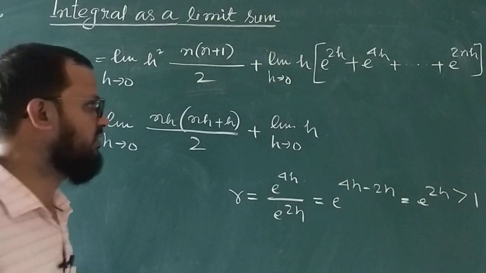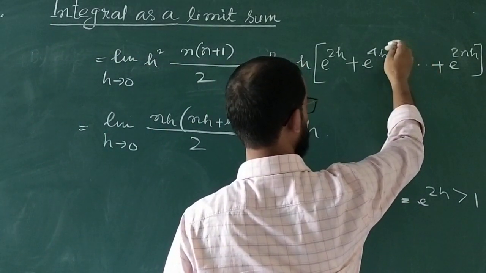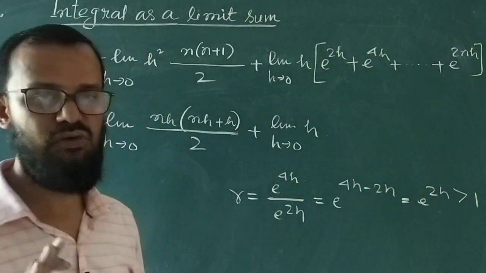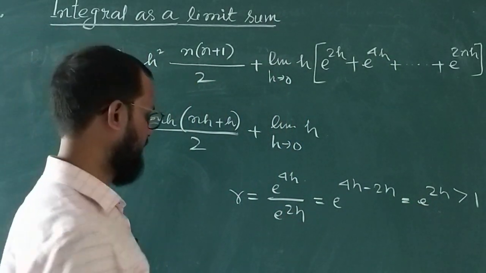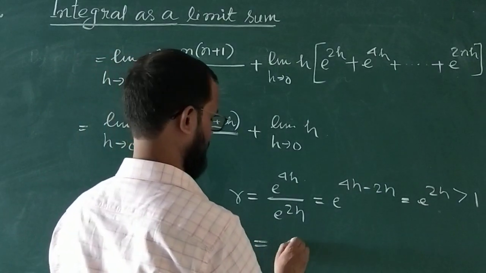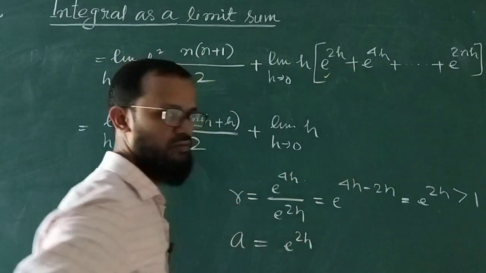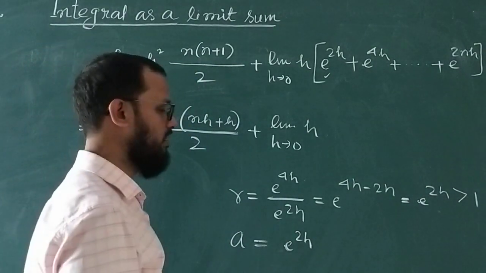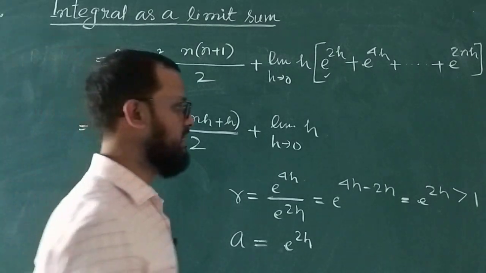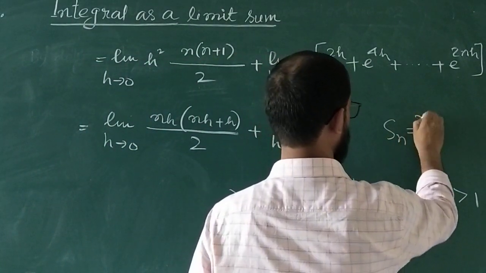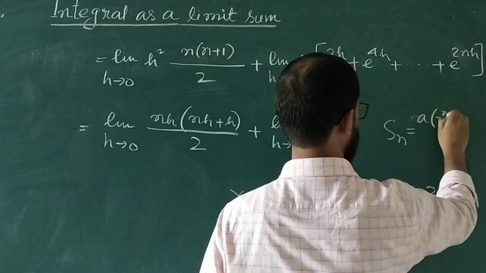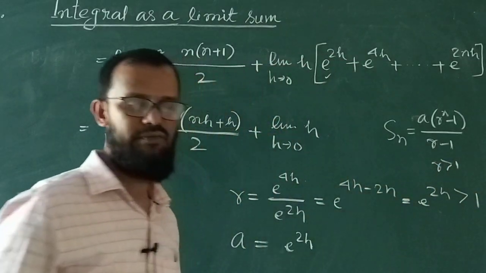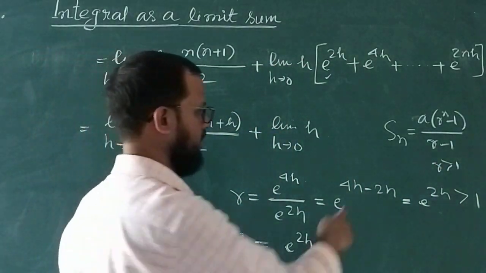Understood? So this is your ratio. Similarly, if you take e to the power 6h by e to the power 4h, you will get the same r. So the ratio between two consecutive terms is the same. And what is the first term? First term is e to the power 2h. This is your first term. And what is the sum? You know, the summation of n terms of a geometric series is denoted by Sn, which is equal to a into r to the power n minus 1 divided by r minus 1, when r is greater than 1. If r is greater than 1, you are going to apply this particular summation.